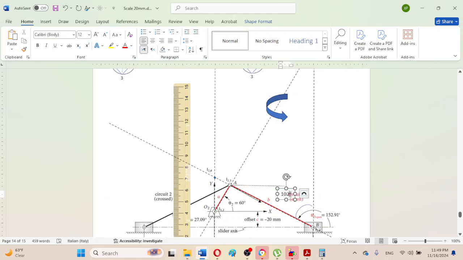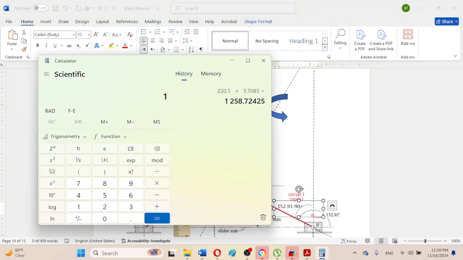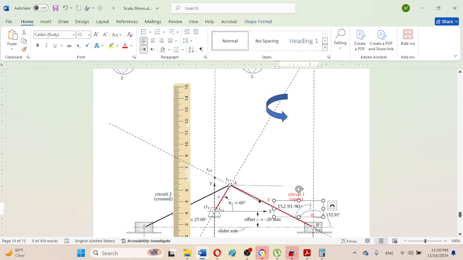So this will be equal to 152.91 minus 90 degrees. Just resize it. So here, as we can observe, 152.91 minus 90 degrees comes out to be 62.91 degrees.